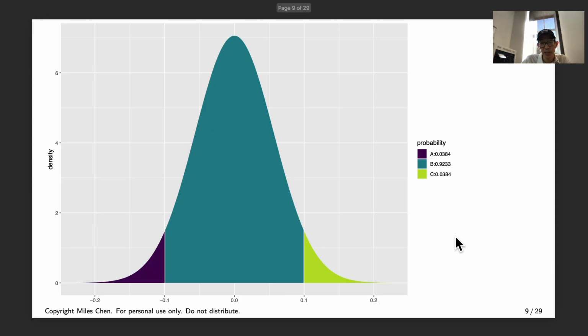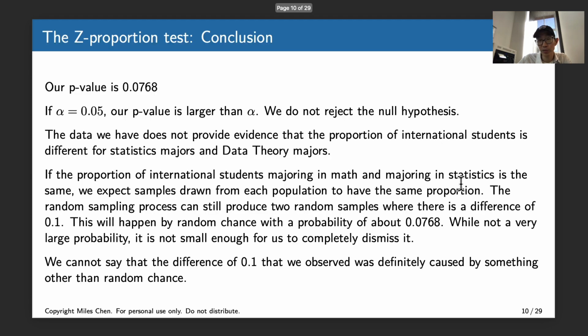0.0768. This is kind of our diagram. Again, we're expecting a difference of around 0. We observed a difference of 10 percentage points, 0.1. So what's the probability of getting 0.1 or something more extreme, or negative 0.1 and something more extreme? The area in these two tails is around 0.0384 each, so around 0.077. And so our p-value is what? Over 7%, a little under 8%, 0.0768. And if our alpha, our significance level, is 5%, our p-value is larger than alpha.